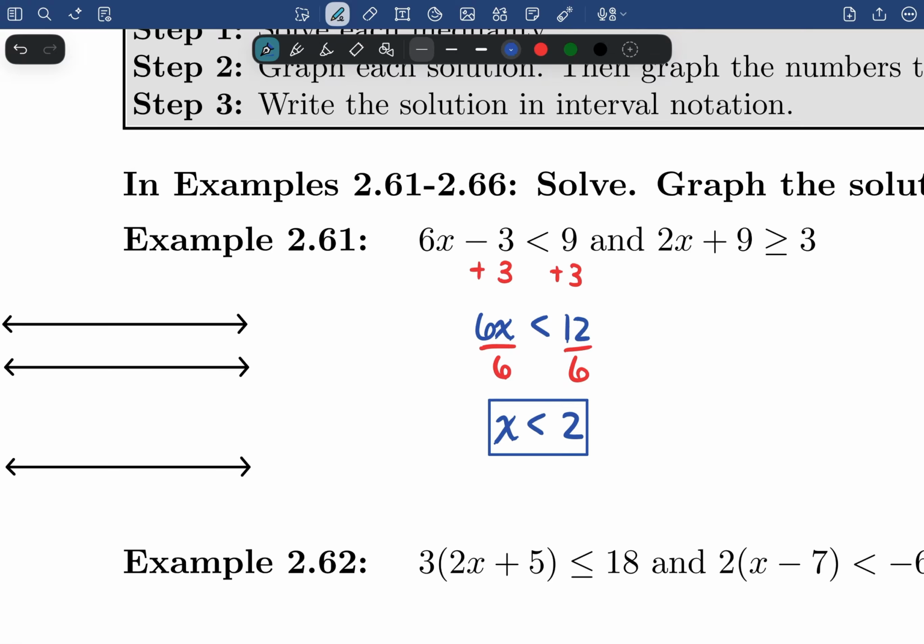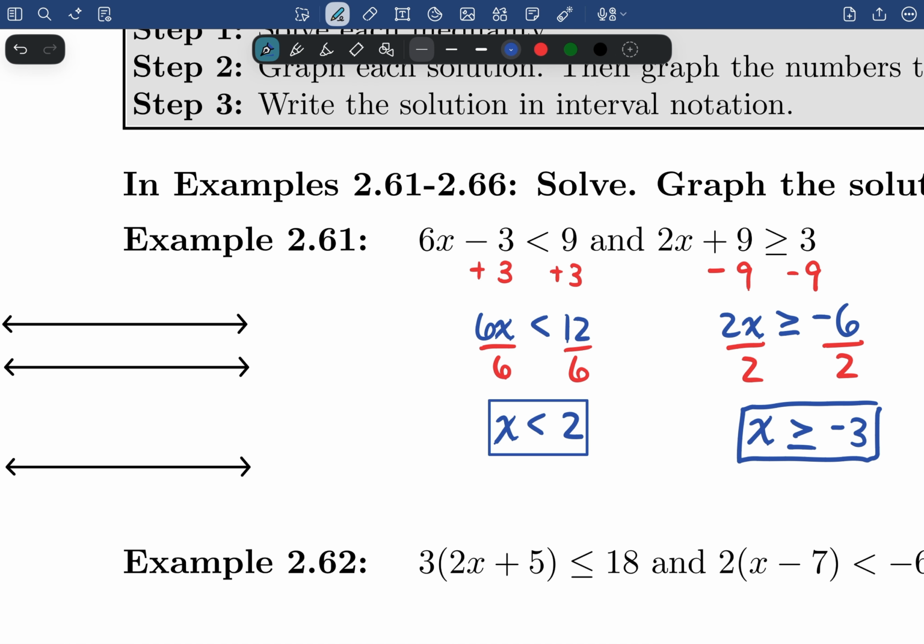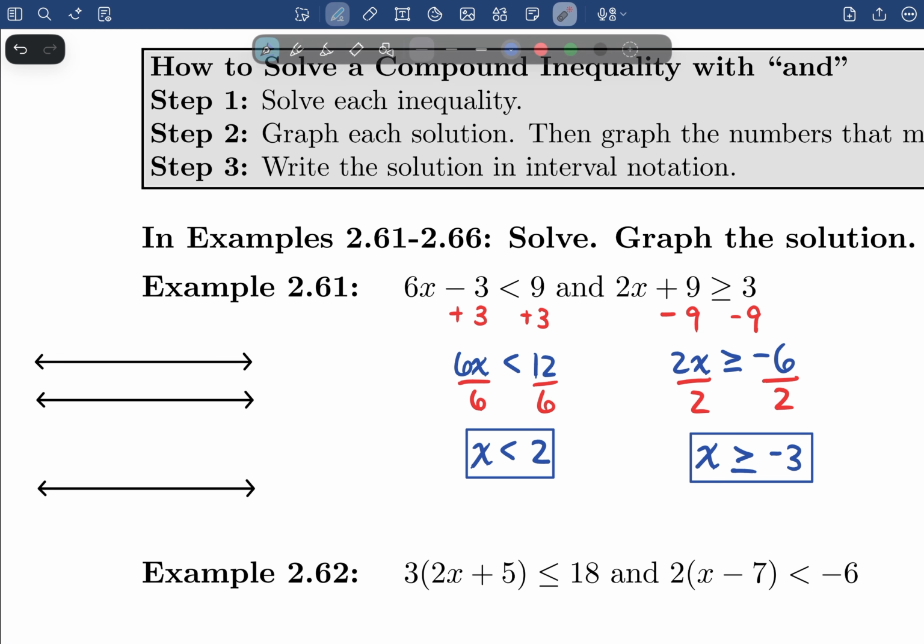Great. Now I solve the second inequality. So I subtract 9 from left to right. I get 2x is greater than or equal to -6. Next, I divide by 2. And lastly, I rewrite the inequality as x is greater than or equal to -3. Great. I have now done step 1, which was to solve each inequality. So I solved the first linear inequality, solved the second linear inequality.